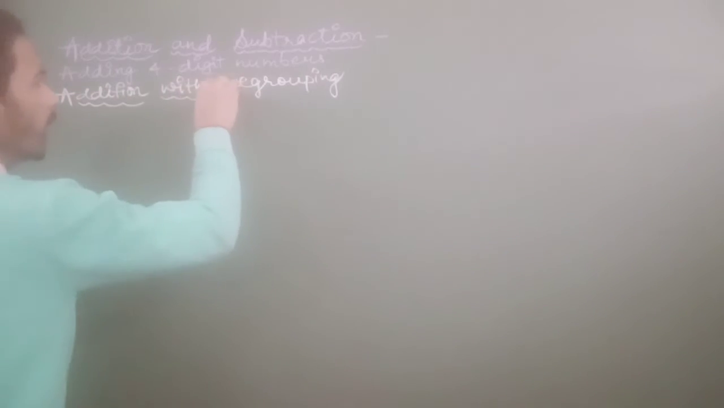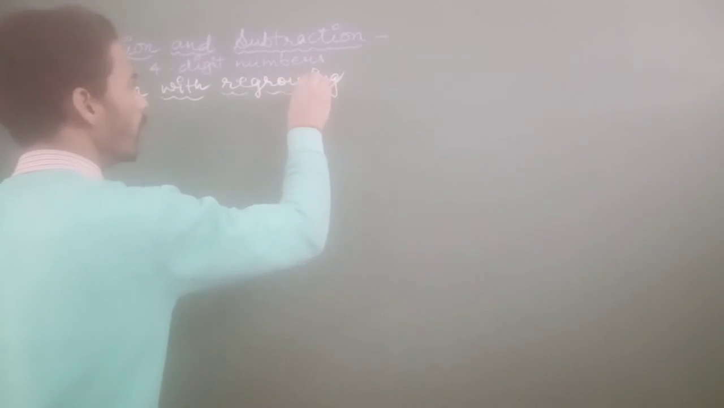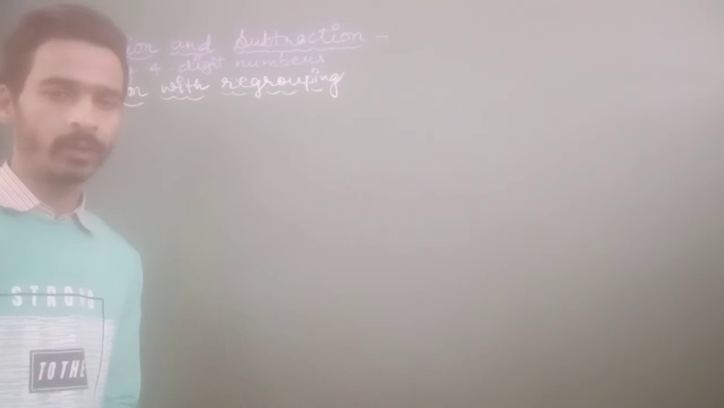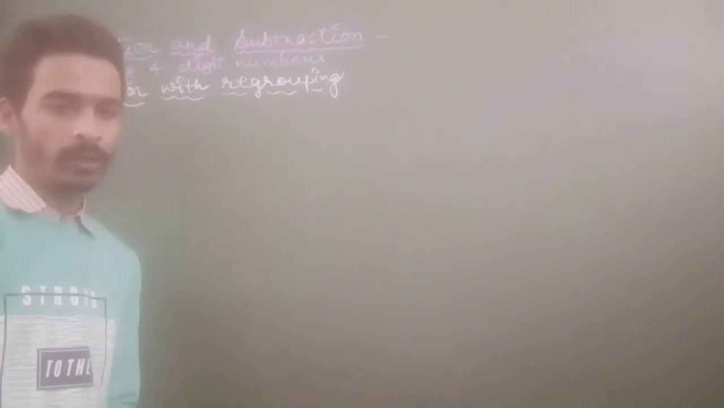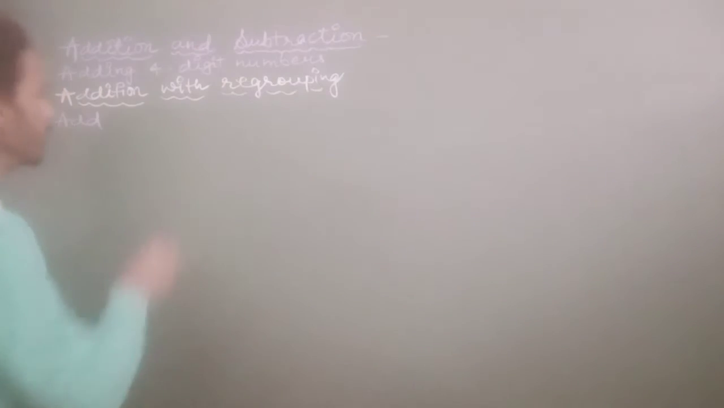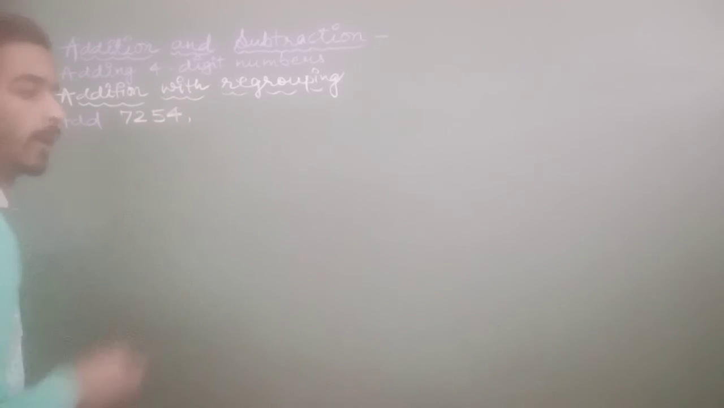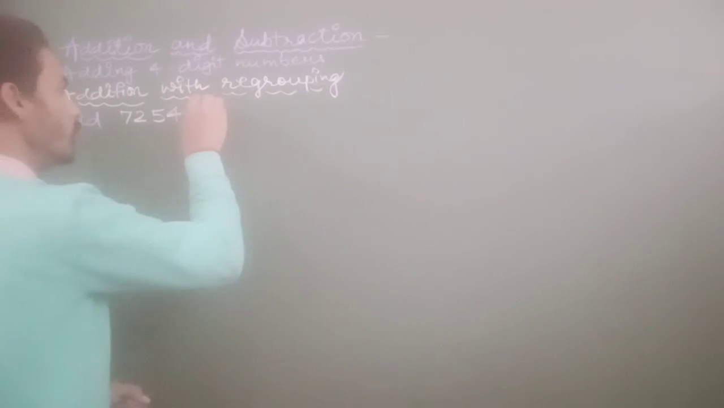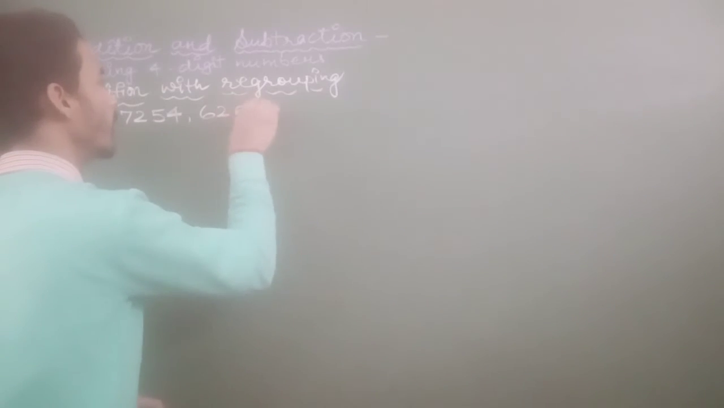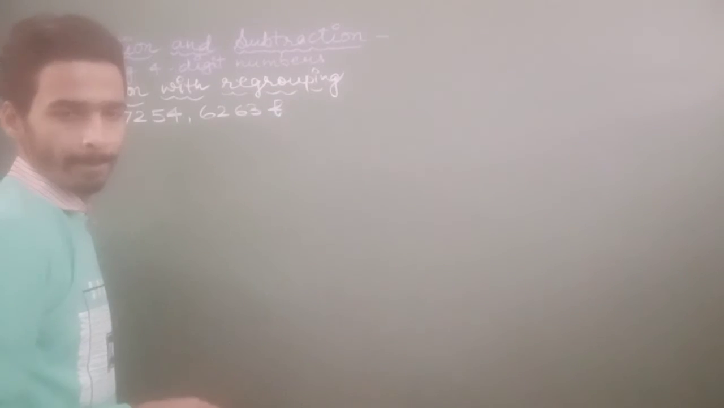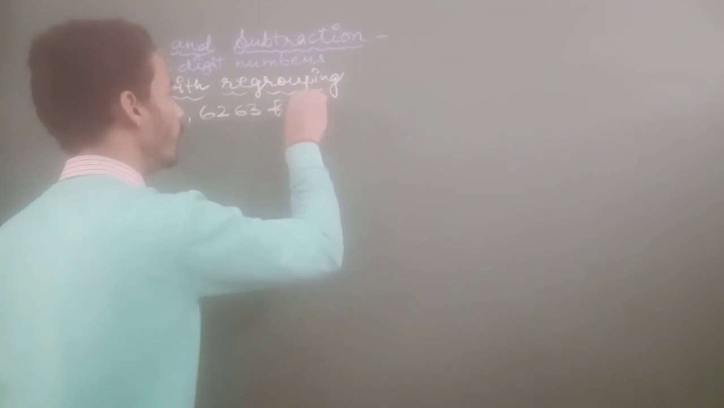The last topic was addition without regrouping, and this is addition with regrouping. Now there is an example given. Add 7254, 6263 and 7948.